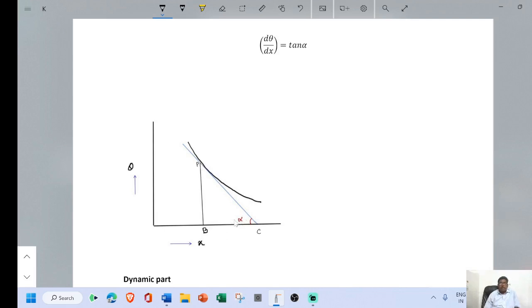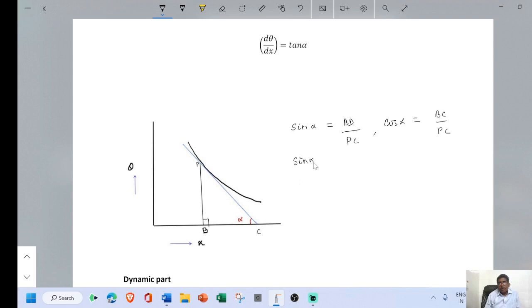Here, this is the angle alpha. This is a right triangle. This is 90 degrees, so the opposite side is the hypotenuse. From this, sin alpha is equal to the opposite side to this angle alpha, which is BP, divided by the hypotenuse PC. Then cos alpha is equal to the adjacent side BC divided by the hypotenuse PC.